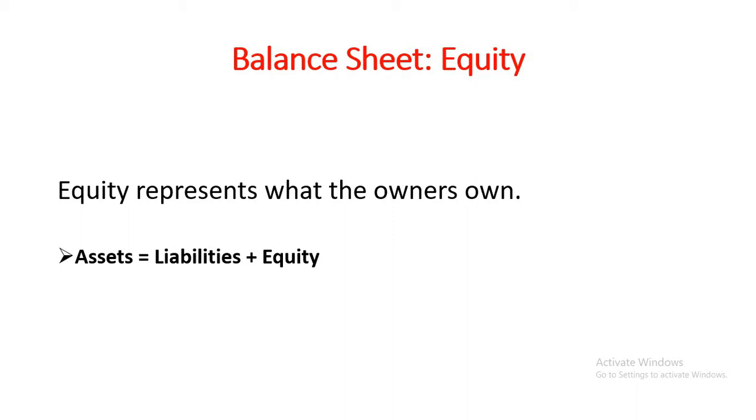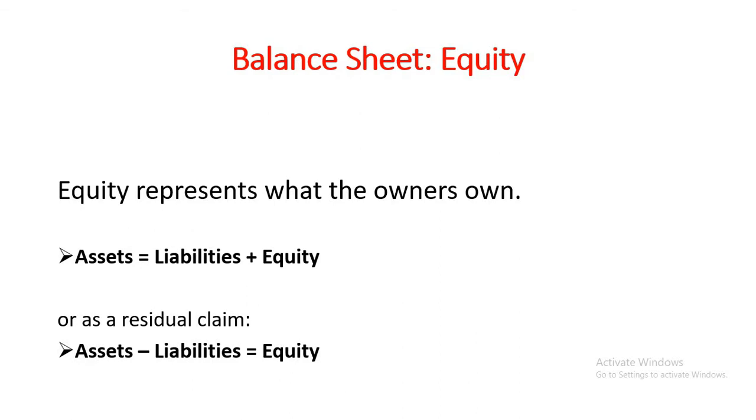If we look at the accounting equation of the balance sheet, assets is equal to liabilities plus equity. If we rephrase the equation, we can get the equity. Equity is equal to assets minus liability. So, equity represents the residual claim of the owners. The owners will be entitled to whatever is left after paying liabilities from the assets.